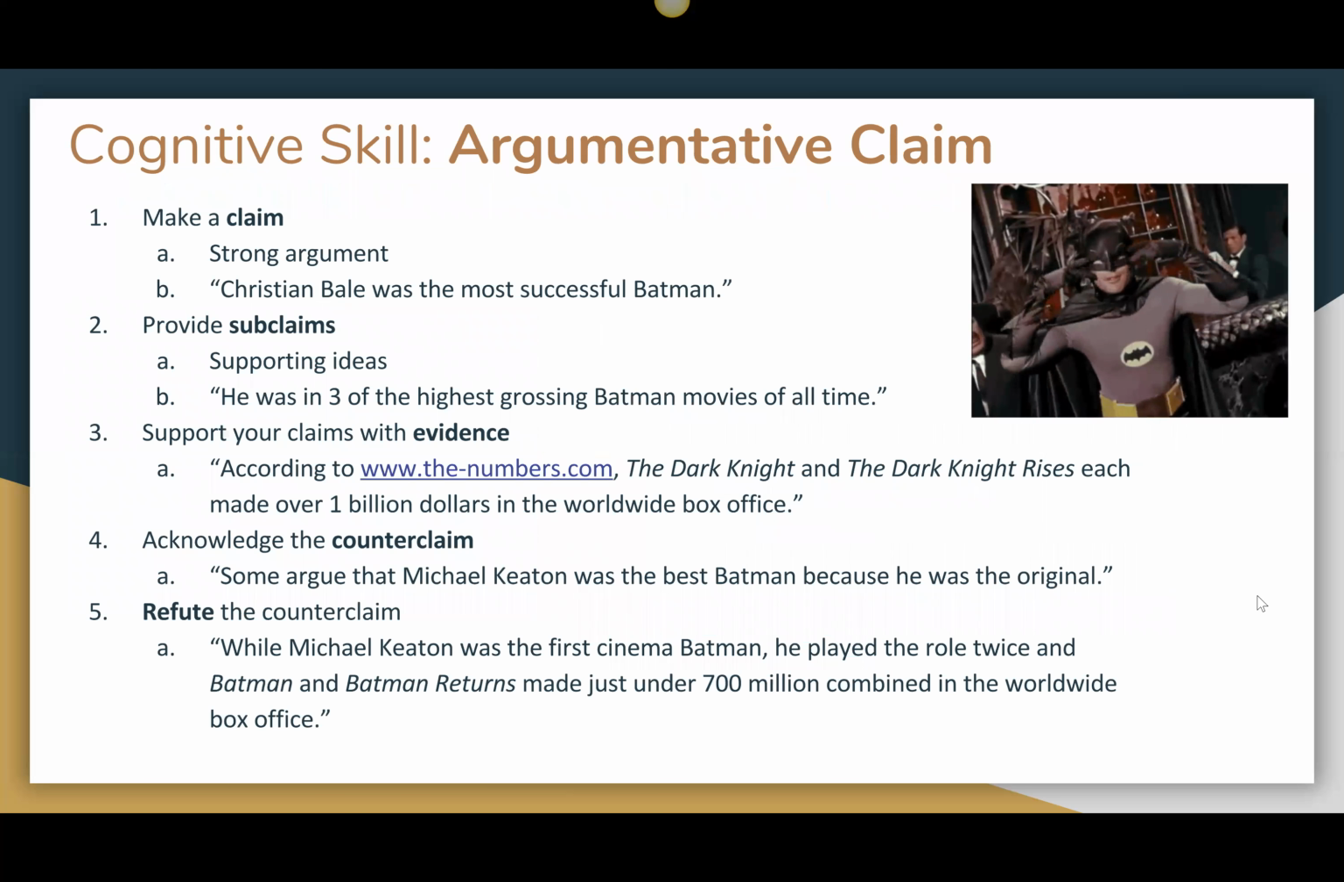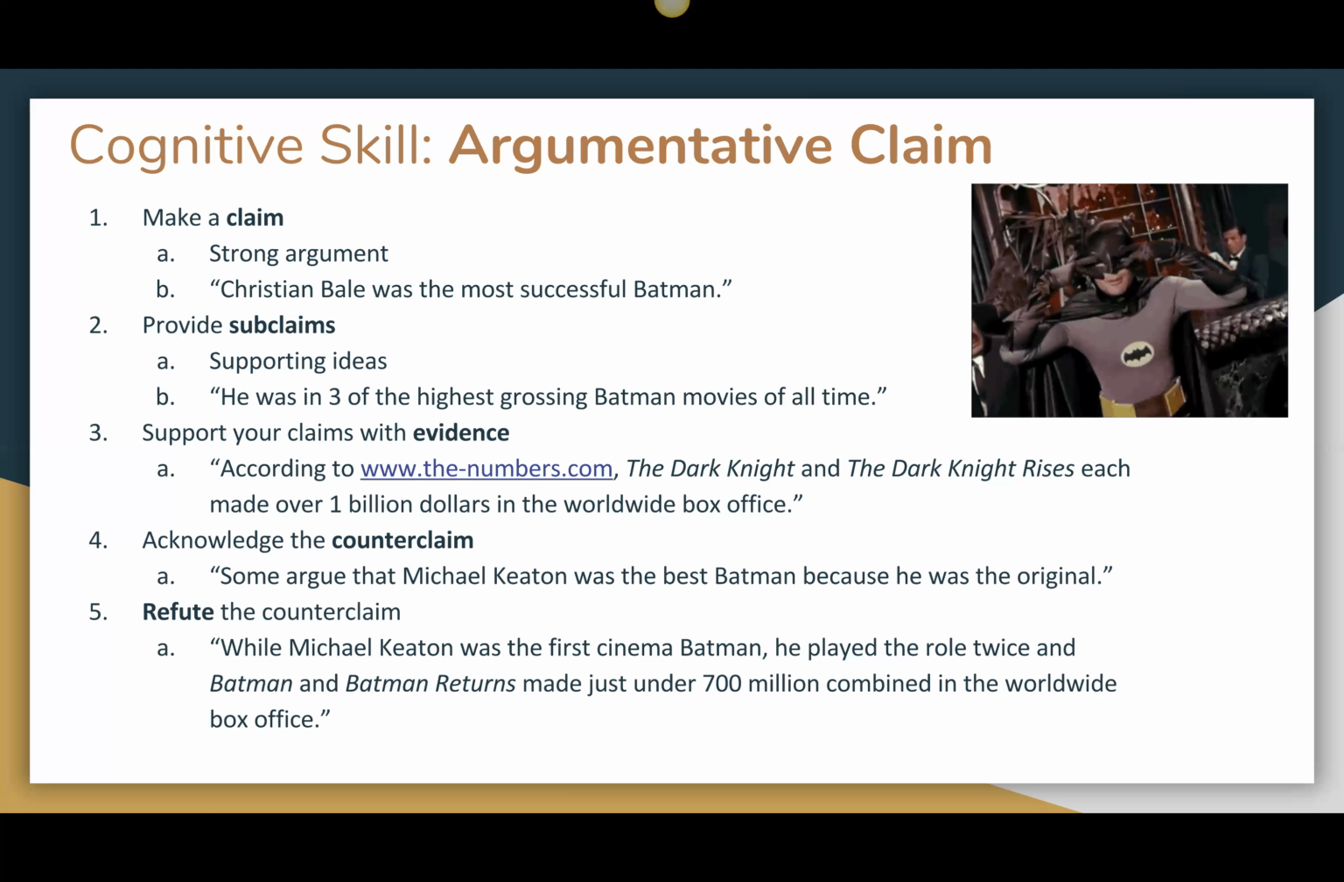One of the main skills that you are scored on in history that seems to come in all these projects is argumentative claim. And just to give you an example, I'm going to use Batman. So this is something you might want to refer back to help you. Anytime you're having to provide an argument, this is really what you're being scored on, is your ability to follow this kind of outline. So you want to make a claim, which is a strong argument. My argument is Christian Bale was the most successful Batman. Then you want to provide subclaims or supporting ideas. My subclaim is he was in 3 of the highest grossing Batman movies of all time.